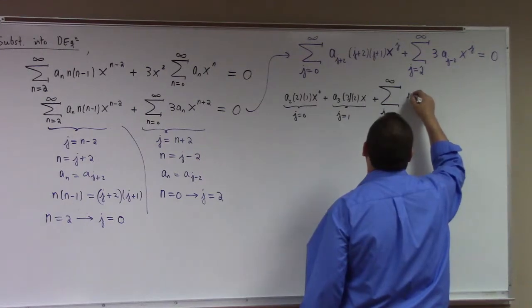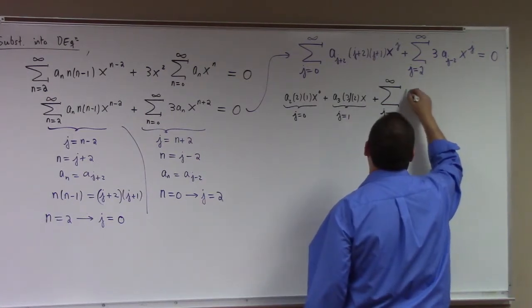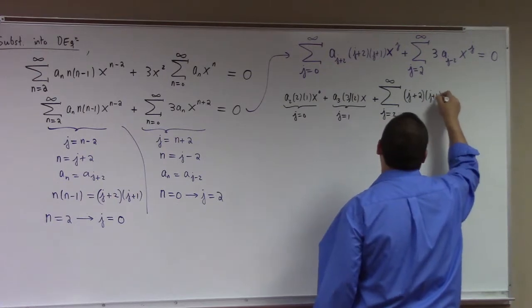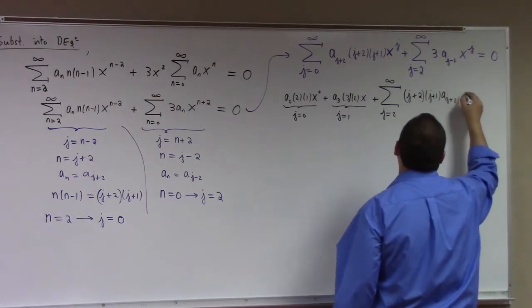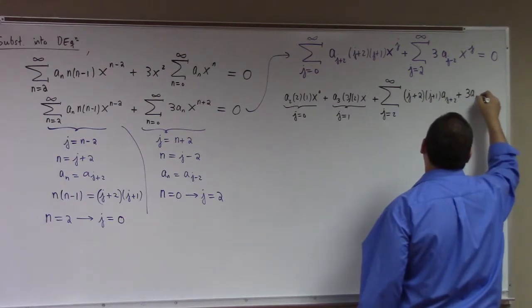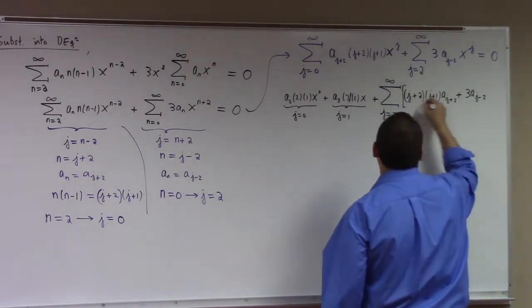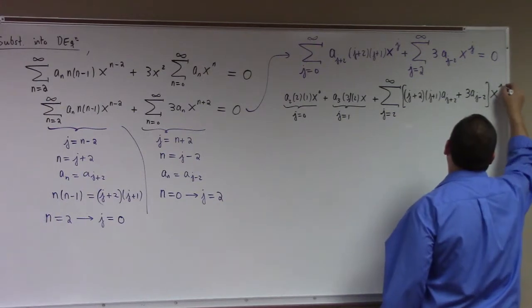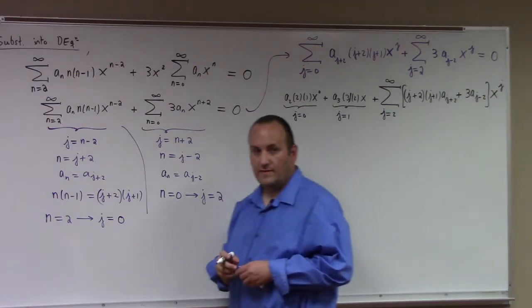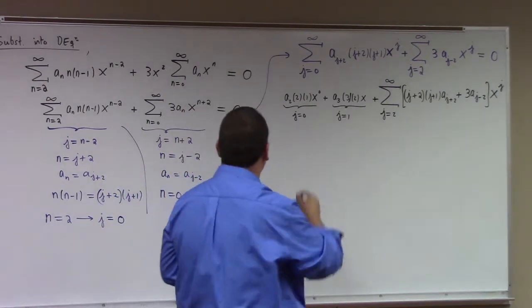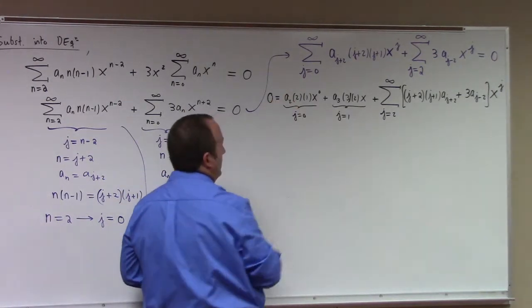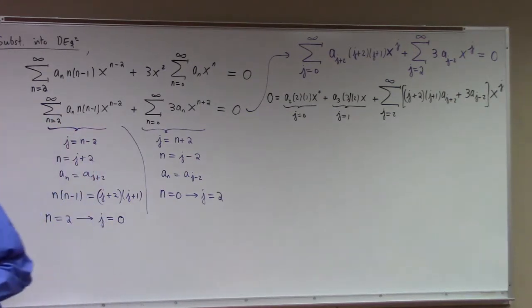And so we've got, I'm going to write the j's first, j plus 2 times j plus 1, a sub j plus 2, plus 3 times a sub j minus 2, all times x to the power j. And this is equal to what? Yeah, 0 equals all this. Now, how can we have a series be 0 for all x? What has to be the case? We must have that every coefficient of the series is 0.